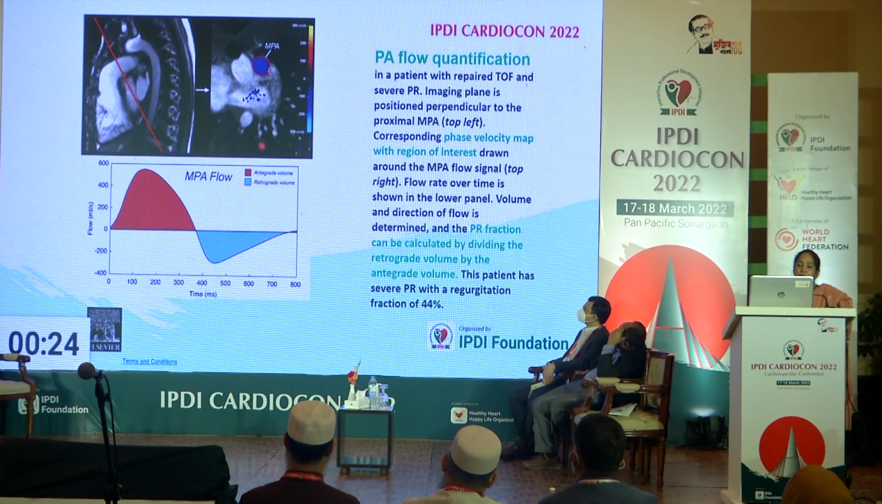And one important point: CMR can quantify the regurgitant fraction and regurgitant volume by phase velocity mapping sequences, where perpendicular sequences are taken along the long axis of the main pulmonary artery. Then flow is measured and you can see the antegrade flow and retrograde flow and easily calculate the regurgitant fraction by dividing these. And if the regurgitant fraction is more than 40%, that patient needs valve replacement.